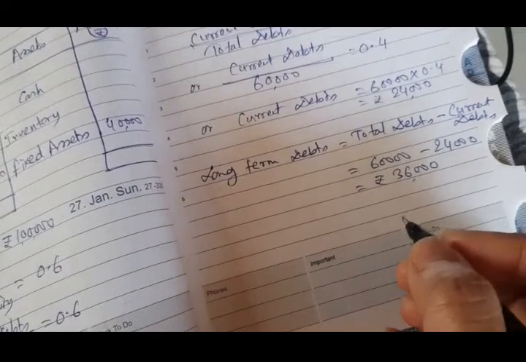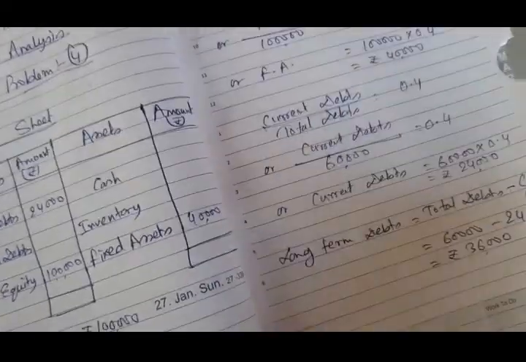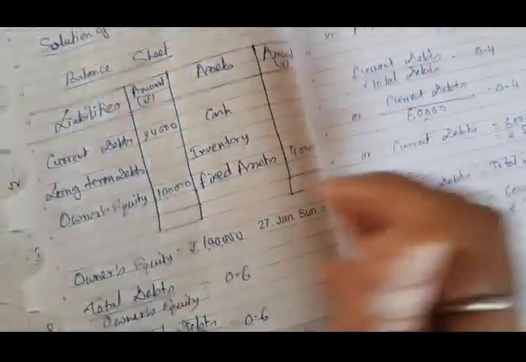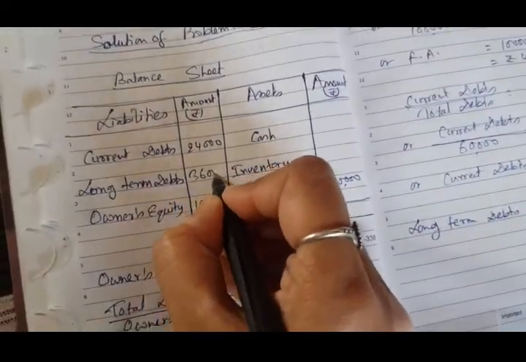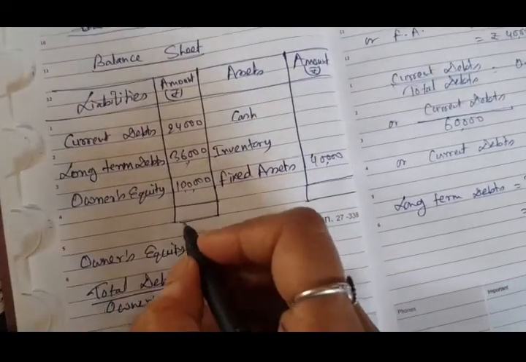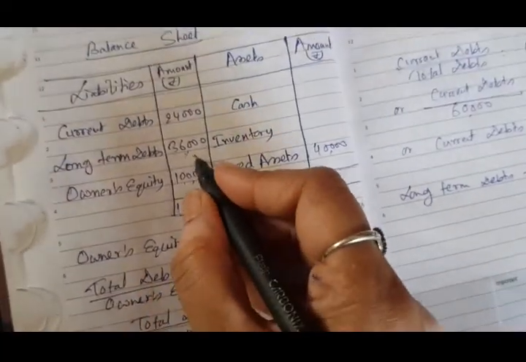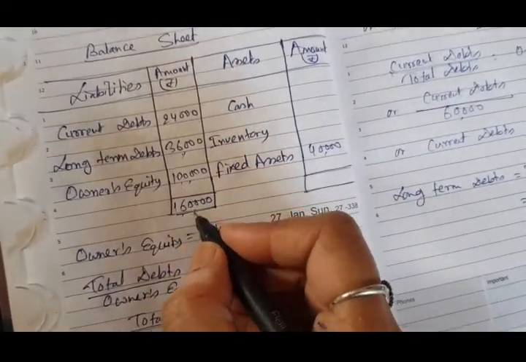Okay. Next ratio we can compute now. So this 36,000 I am writing here. Now you can see the liability side is over, so we can add it up. So it's coming to 1 lakh plus 36 plus 24, that is 1,60,000.